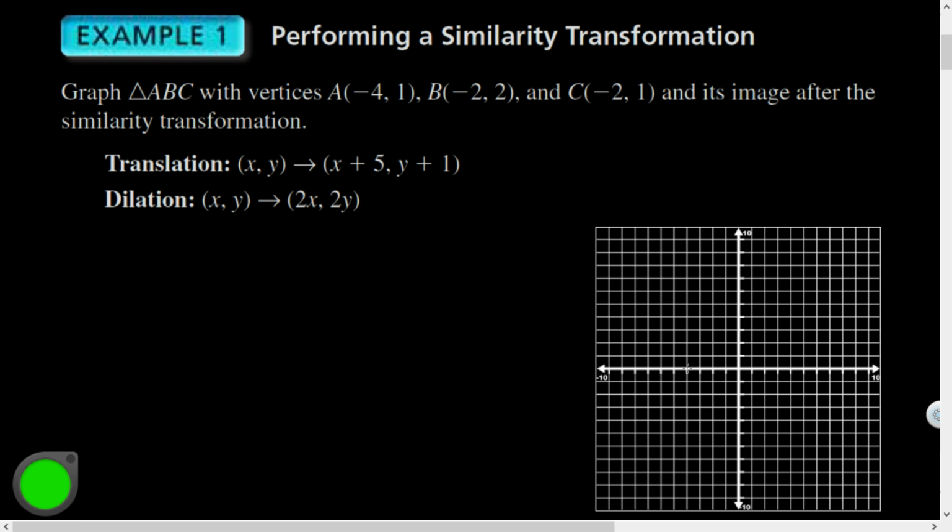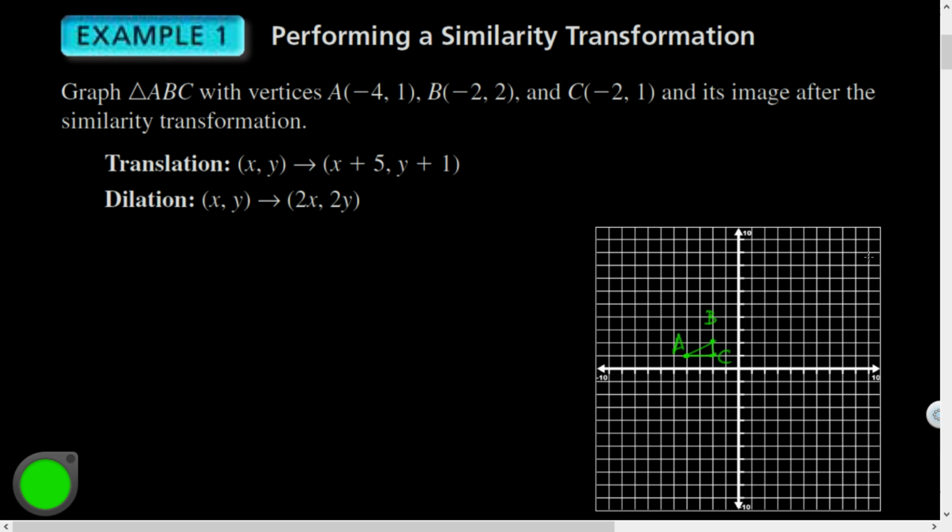1, 2, 3, 4. To the left, up 1. There's A right there. Man, I'm plotting these points. -2, left 2, up 2. There's my B right there. And C, -2, 1. Wow, my graph is way bigger than it needs to be. Looks like I got a little right triangle here. It's adorable. There we go. I love it.